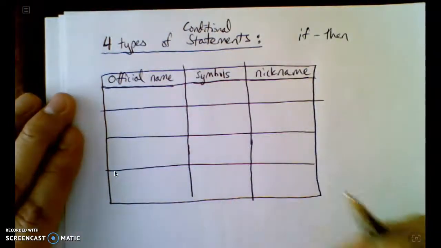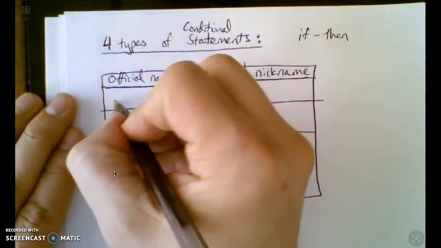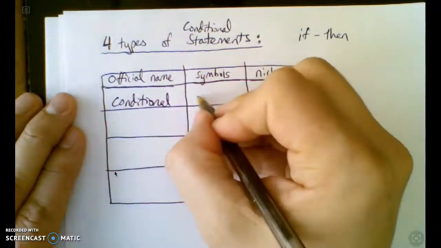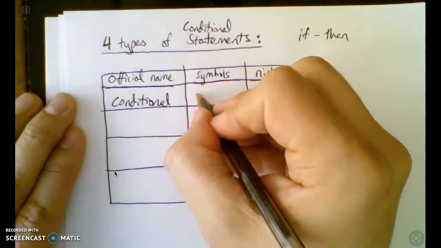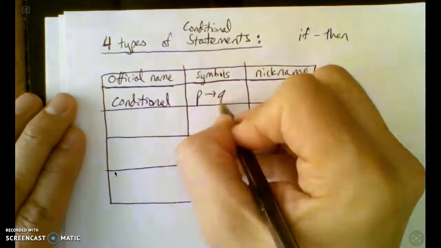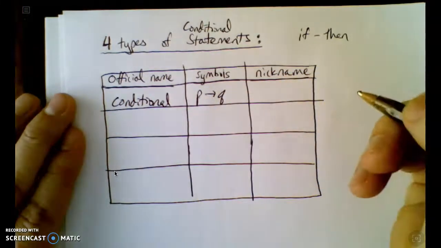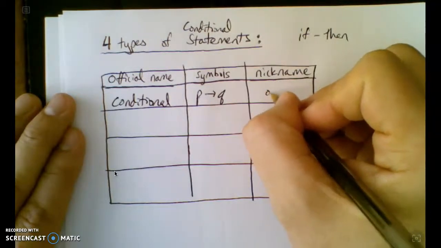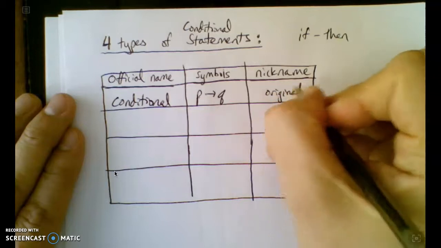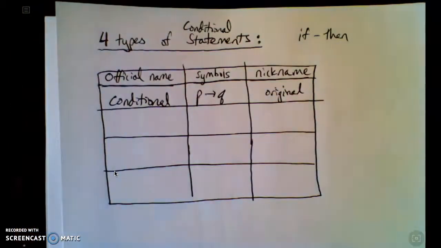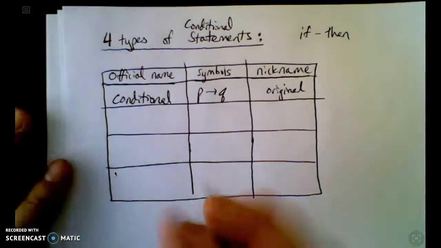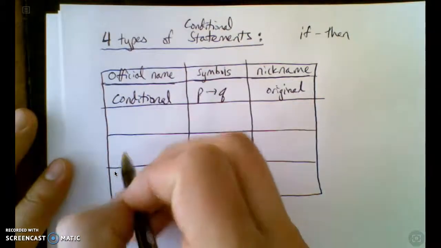So the first one we should know is the regular conditional statement. And that would be P arrow Q is the symbol, and it means if P then Q. And its nickname, I call this one original. You'll see the other ones need nicknames because it helps you figure it out. So we're going to use some words with these in a second, but I wanted to get them on paper first, so then when we refer back to them.